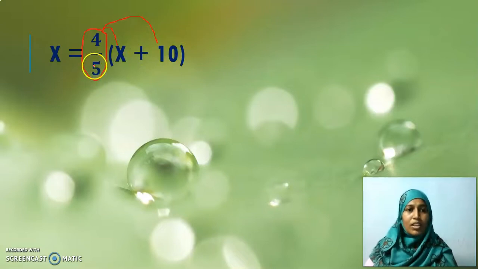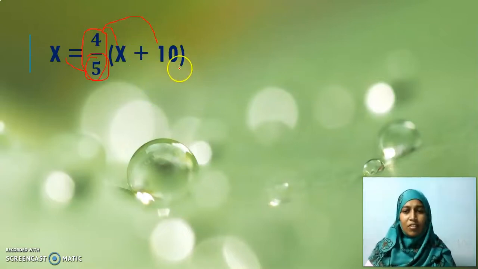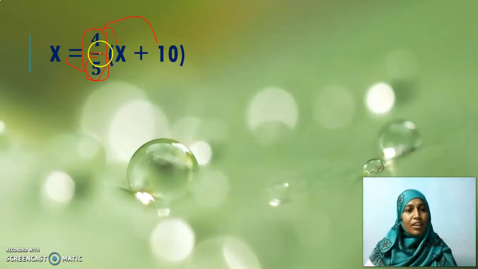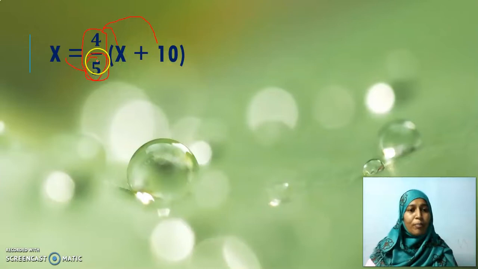The best way is to transpose this 5 to the left hand side to make our calculation simpler. If I do it this way, I will get fractions. Isn't it? I have to do cross multiplication or LCM. All such things are necessary. But if I transpose this 5, what will happen? It is in division here. See here, it is permitted only if it is in multiplication like this. Otherwise, you cannot transpose here.